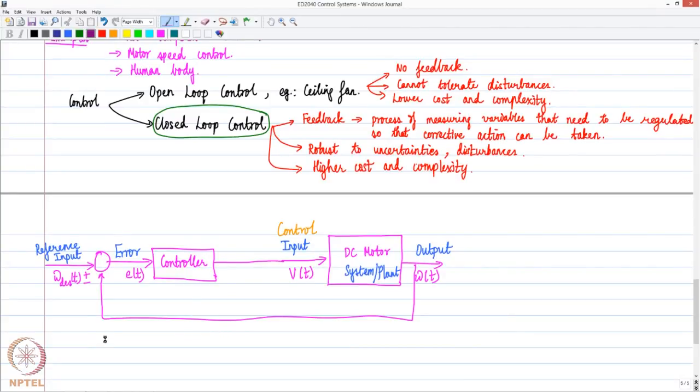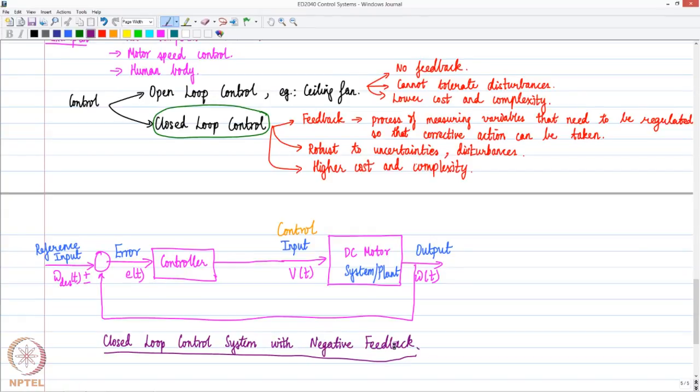So this is a typical layout of a closed loop control system with what is called negative feedback. Essentially a closed loop control system with negative feedback. Why is it negative feedback? Because at the summing junction, you can see that we are subtracting. The feedback signal is subtracted from the desired reference input. That is why it is called negative feedback. So we are taking the difference between the reference input and the actual output, and calculating the error. This is what is called a closed loop control system with negative feedback.